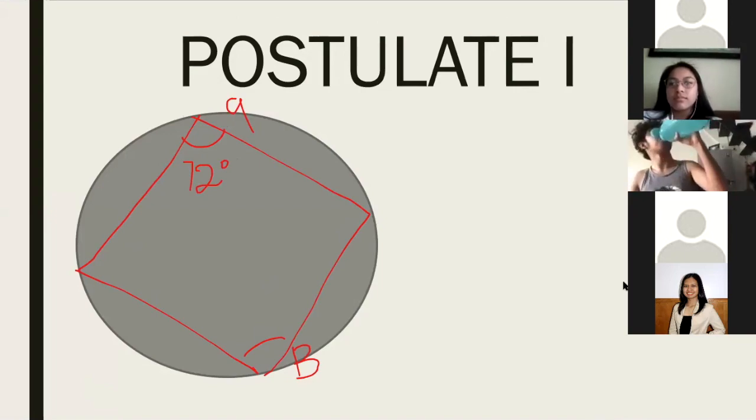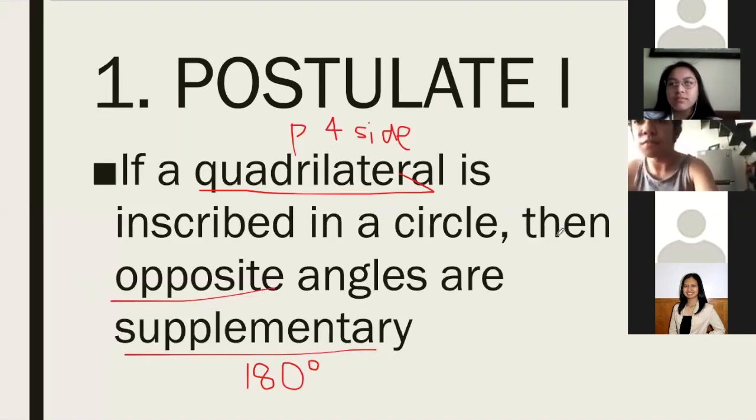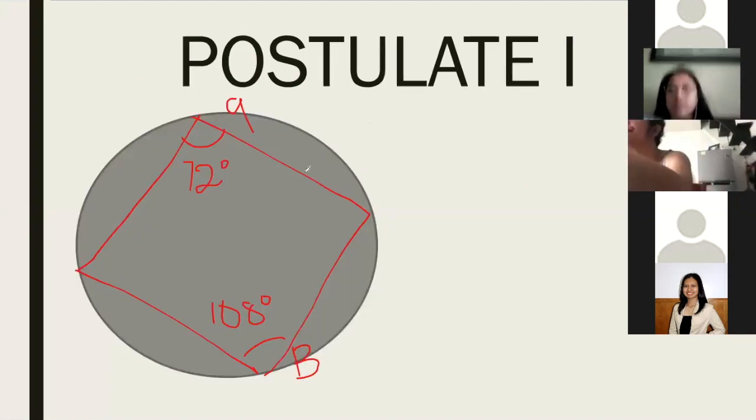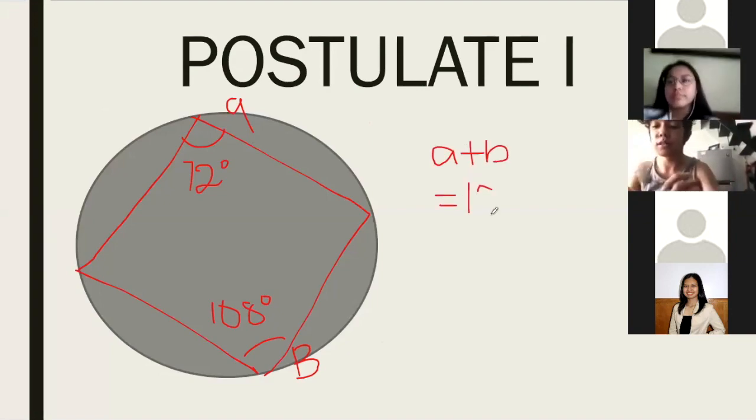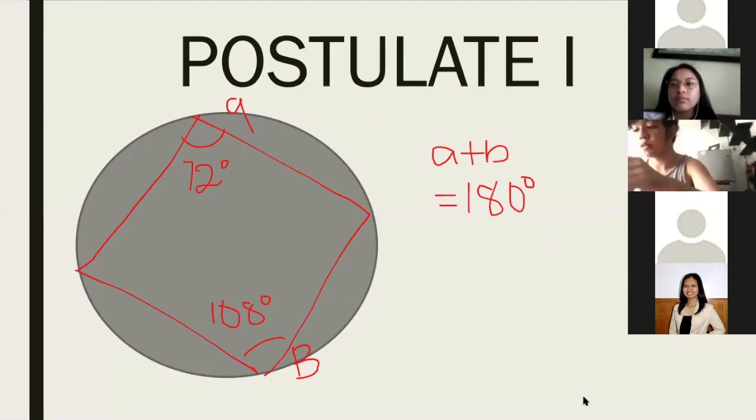72 degrees. 72? Sure kayo? 108. Good. So, bakit siya 108? Kasi... Supplementary, tama. Opposite angles are supplementary. So, ibig sabihin, A plus B equals to 180 degrees. Bali po yung magiging angle nung B, yung natitira lang po na remaining ng 180 degrees. Ganun po ba? Yes, tama. So, A plus B, opposite angles, equals to 180.